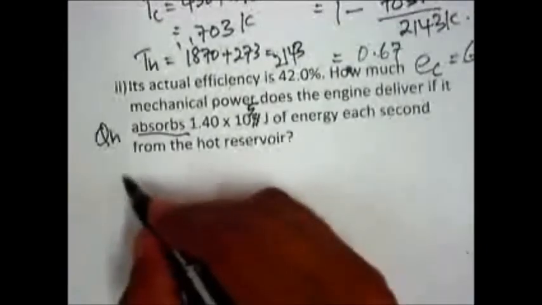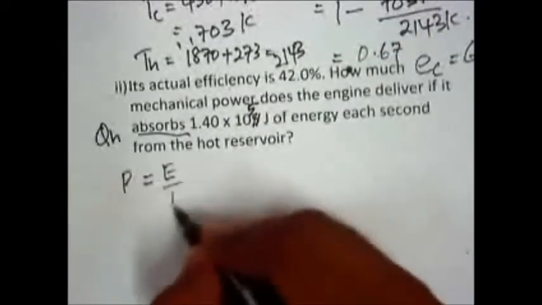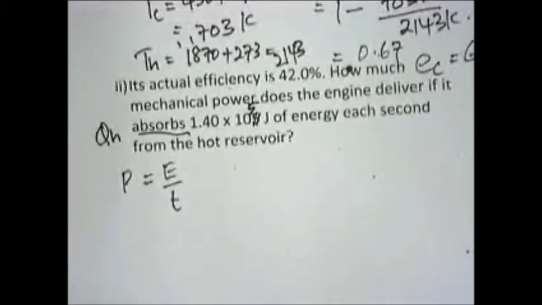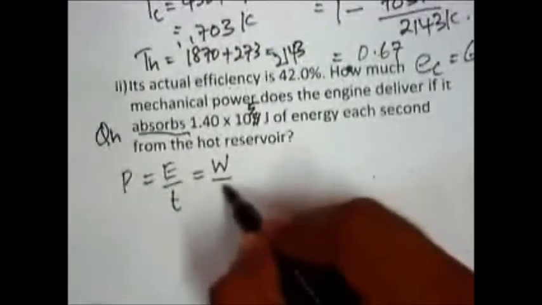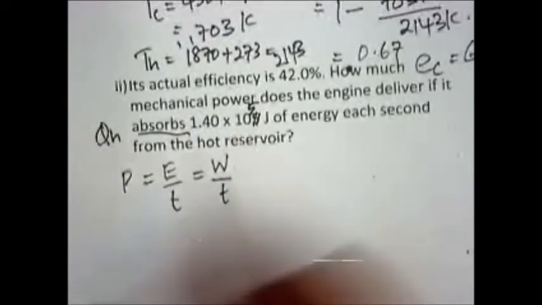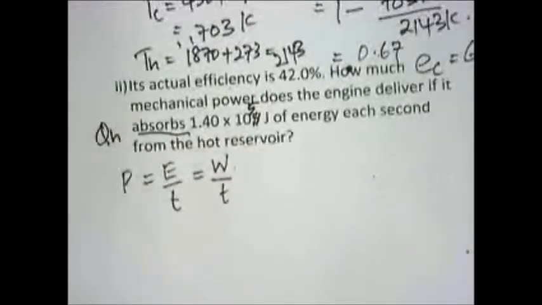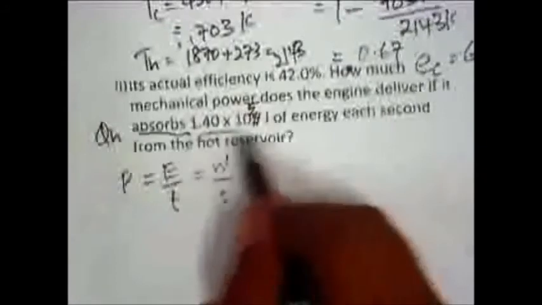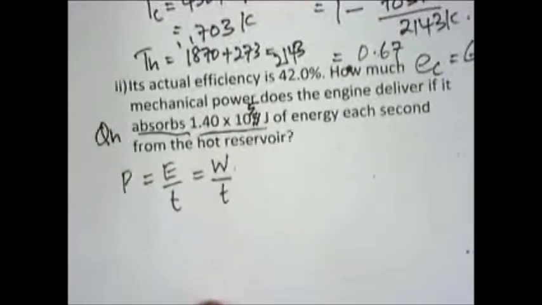If you have to find power, power is equal to energy divided by time. Okay, and if you have to find the power of a machine, it is your work done divided by time, because you are interested in how much power that machine can provide you. So how much work can the machine do for you in a given time. Okay, so it is your work done divided by time. And remember that this 1.4 is not your work done, it is your QH.